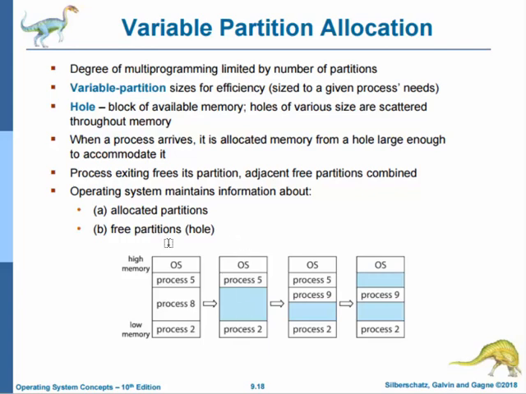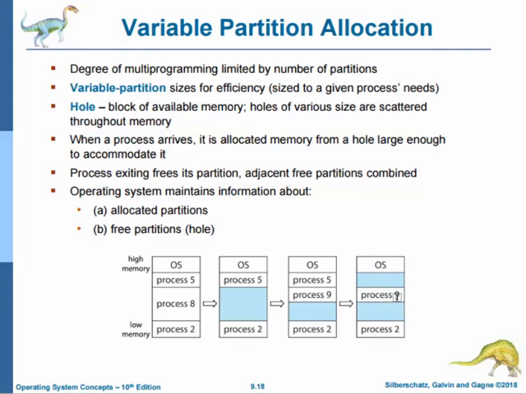From this example, you will see the memory initially is fully utilized, containing process 5, process 8, and process 2. When process 8 leaves, there is one contiguous hole. This one is the contiguous hole. Later on, process 9 arrives and is allocated memory. Then process 5 departs, resulting in two non-contiguous holes.